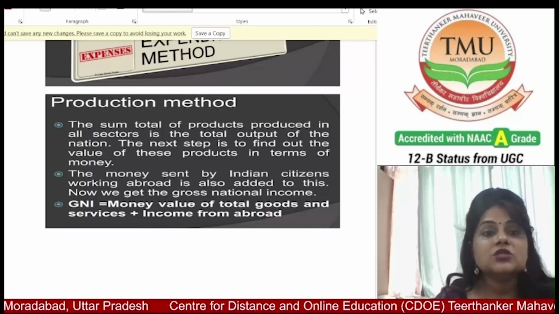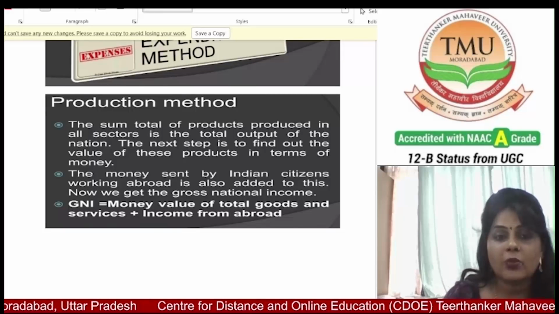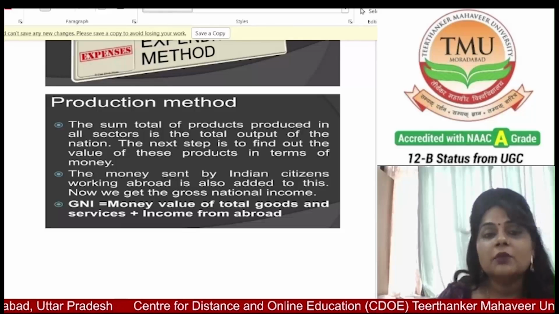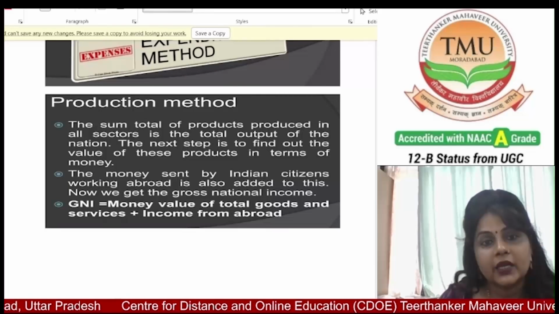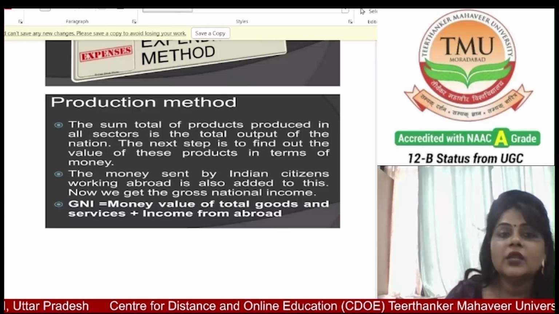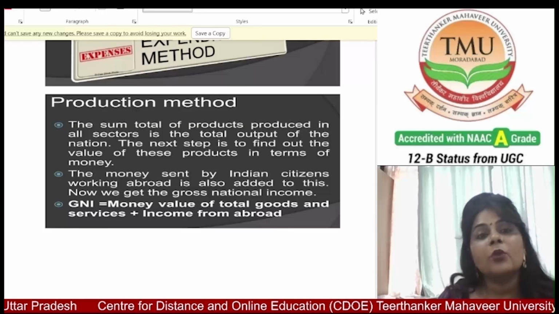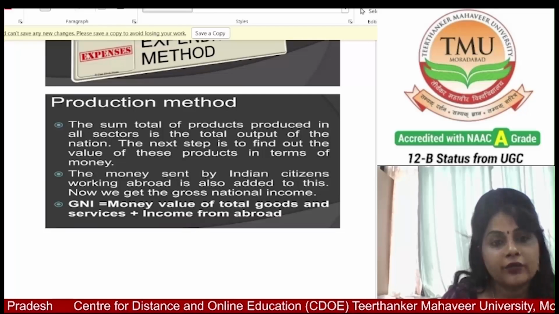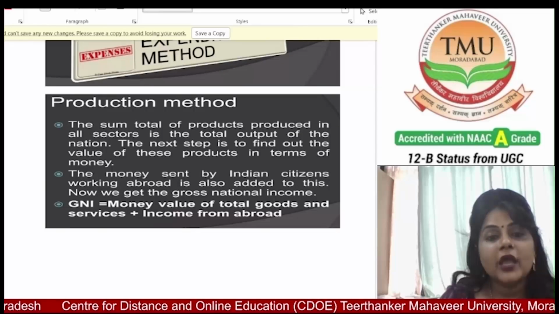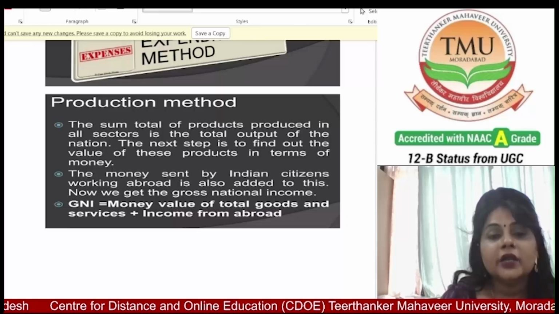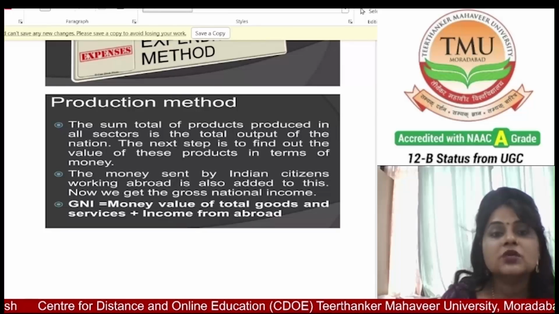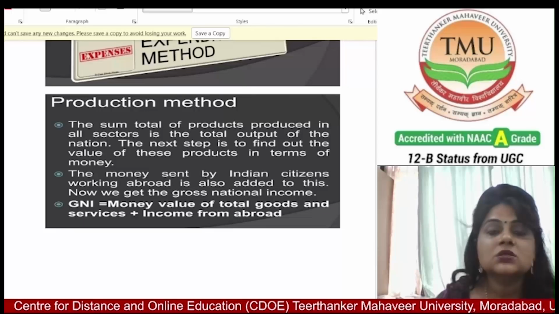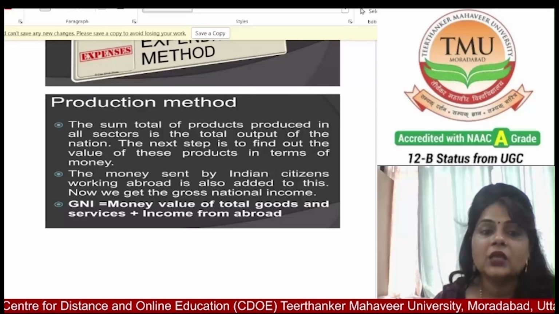So the final step is to calculate net factor income from abroad, NFIA. To get national income, NFIA is added. The NFIA, net factor income from abroad, is added with the domestic income of the country. National income, or NNP, net national product at factor cost, is equal to domestic income or NDP at factor cost plus NFIA.